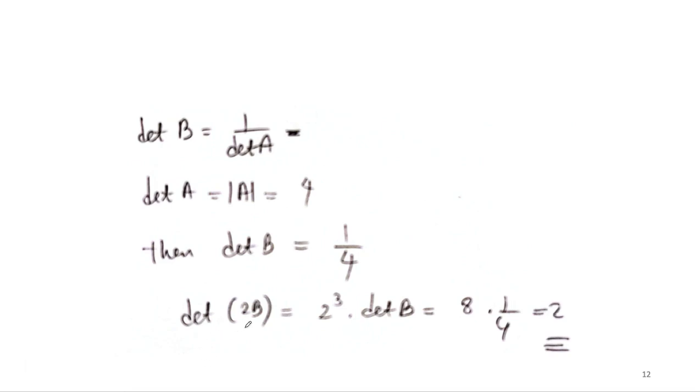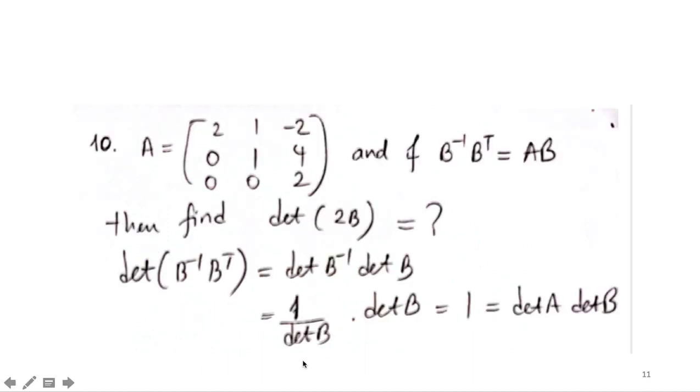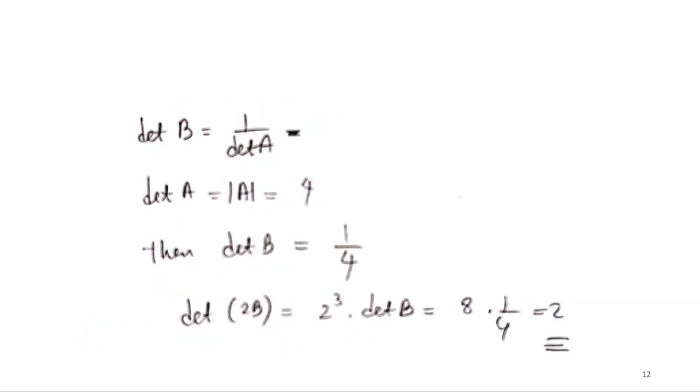So the determinant of 2 times B equals to 2 to the third power times determinant of B, because we have a 3 by 3 matrix. In this case, each element of B is multiplied by 2, and this is 3 by 3. Therefore, basically this is 2 to the power 3 times determinant of B. And that's given as 8 times 1 over 4, that equals to 2.